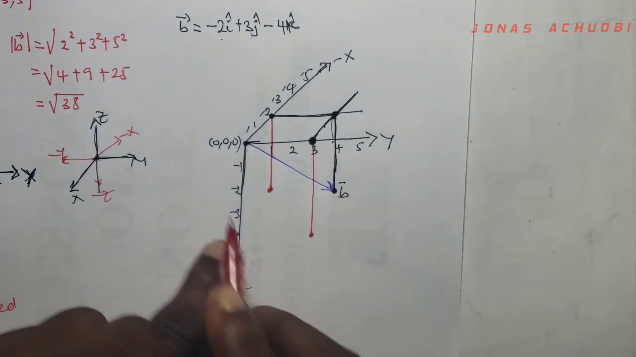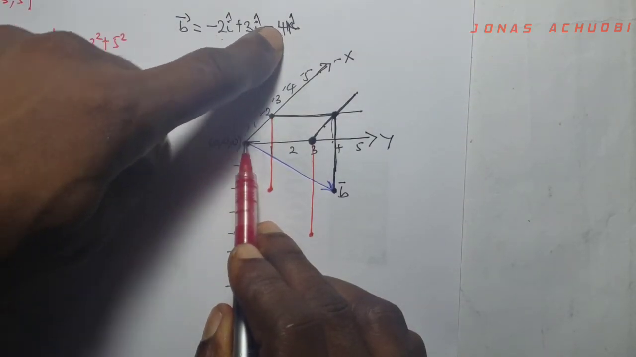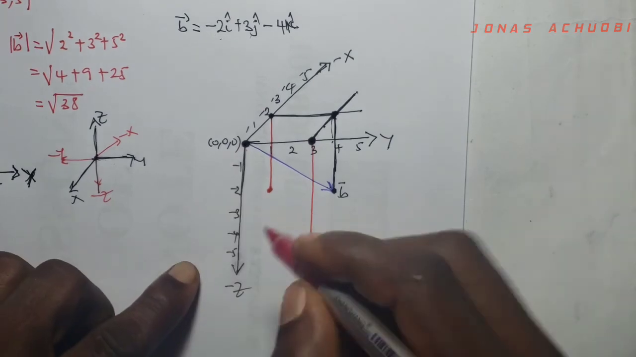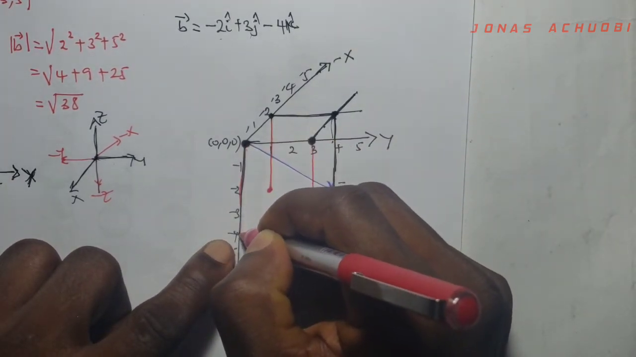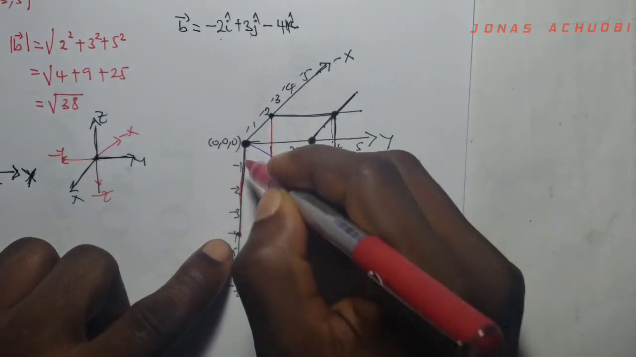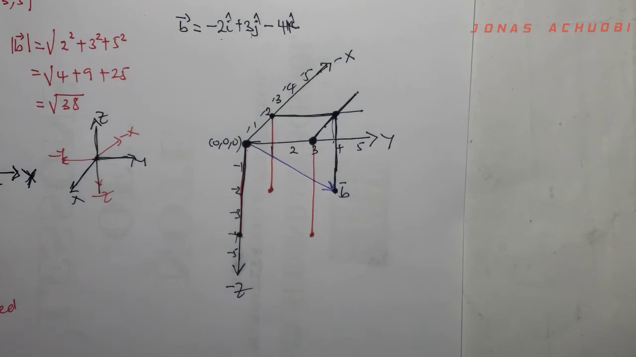We now move again to the origin, and move again minus 4 units, or 4 units if you like, in the negative z direction. So that will be at the point minus 4. So we move here to this point minus 4. Very good. Then we can now join up our points.